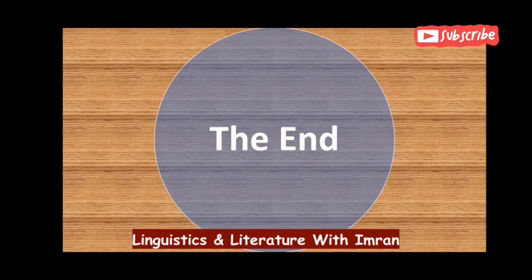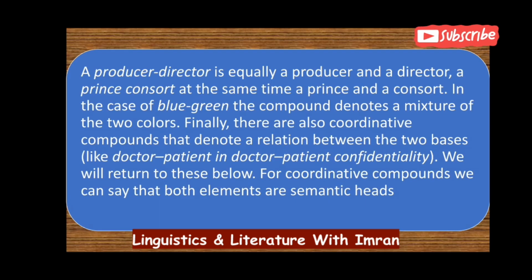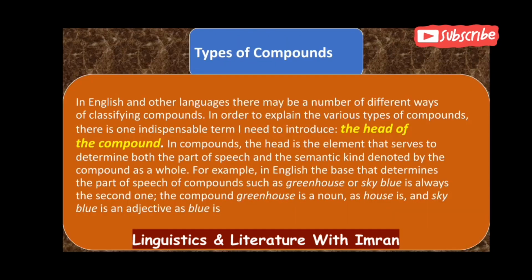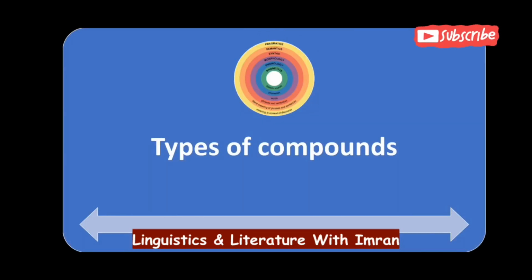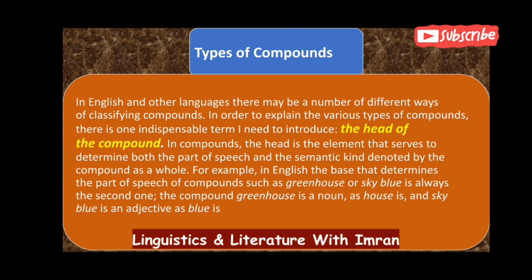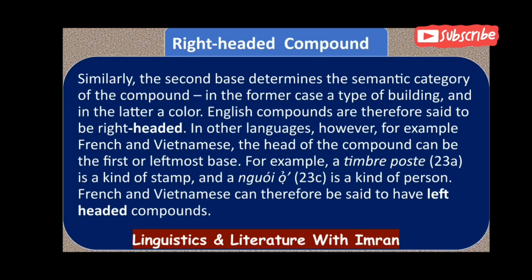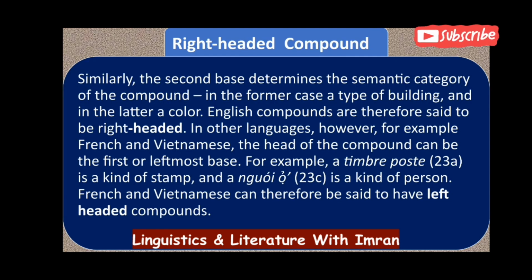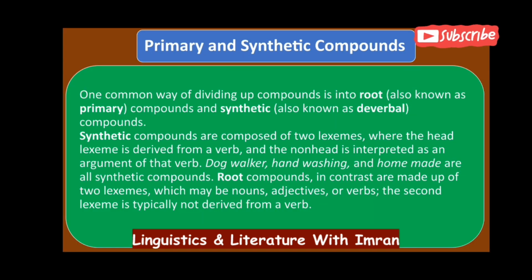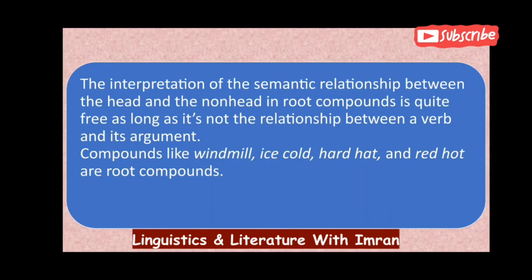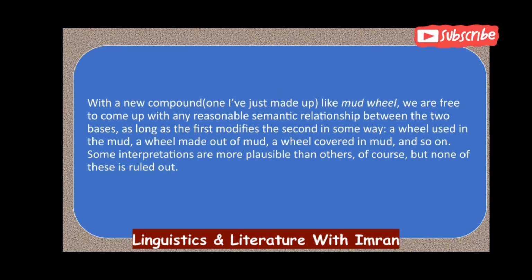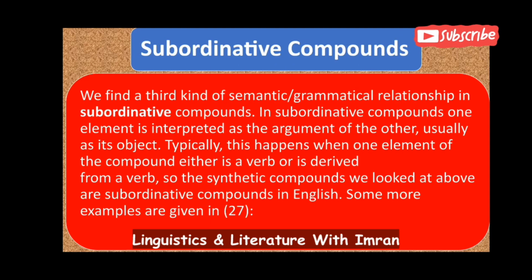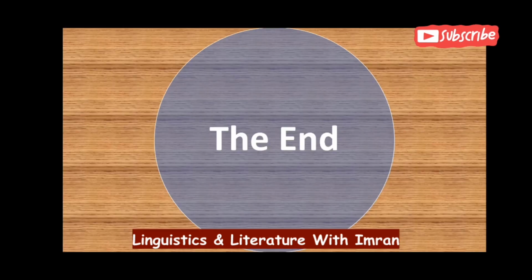So that was the end of today's lecture. That was types of compound. Let me revise the lecture. We discussed in detail types of compound. First we discussed the head of the compound, like the semantic role and part of speech. Then we discussed that the English language has right-headed compounds. And then we discussed primary and synthetic compounds. And then we discussed attributive compounds, coordinative compounds, and subordinative compounds with examples.